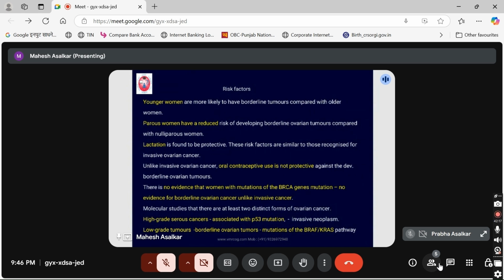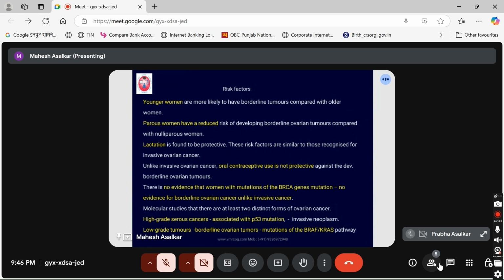Remember, this is also one of the features about the oral contraceptive. For borderline tumor, its role is not protective against the development of borderline ovarian tumors. So unlike invasive ovarian tumors, OC pill use is not protective against the development of borderline ovarian tumors.